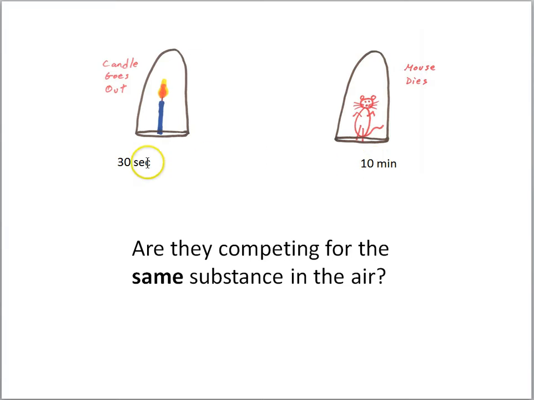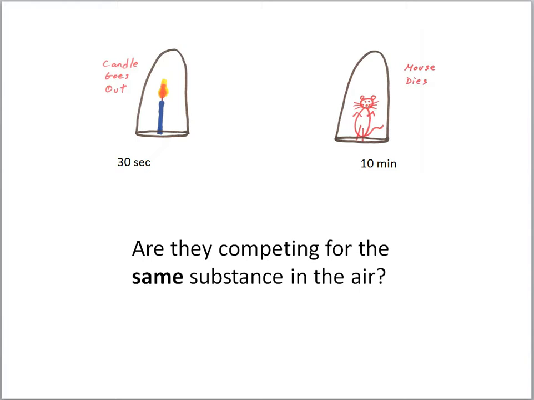Now, the fact that it takes different times for them to go out might suggest that they must be using a different substance in the air because the times are different. But if we think a little bit more about that, it could still be that they're using the same substance, but they're just using it at different rates. Perhaps the flame is using up some substance in the air faster than the mouse is. So again, what we want is a way to figure out whether the mouse and the flame are using the same substance in the air. Perhaps that same substance is necessary for flame and for respiration.